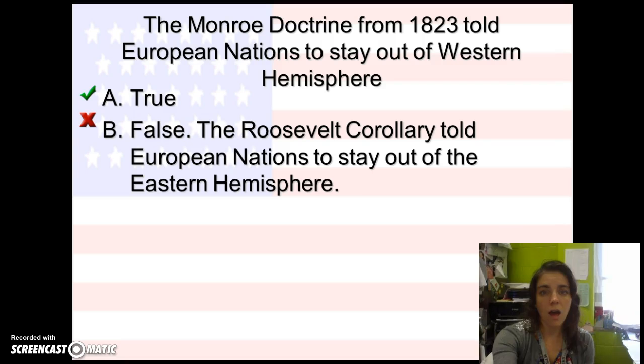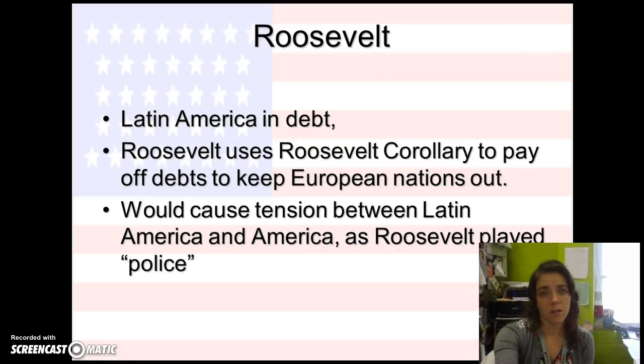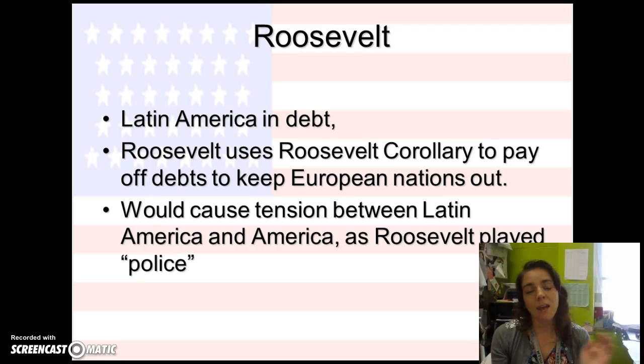Okay? And how does he do that? So Latin America's in debt, and he uses this Roosevelt Corollary to pay off the debts. So he says, hey, Latin America, we're going to pay off all your debts. And he basically does that so that the European countries will not come down and get involved in Latin America. Americans do not want Europe to come down to Latin America. And if we think of Latin America, it's basically Central America and South America.